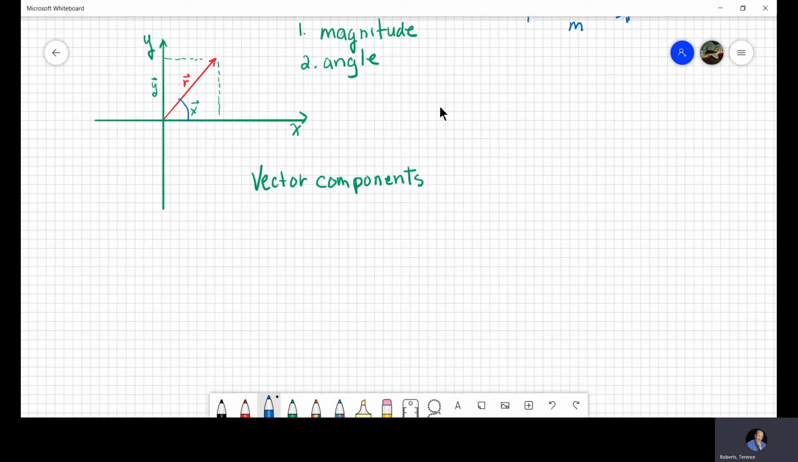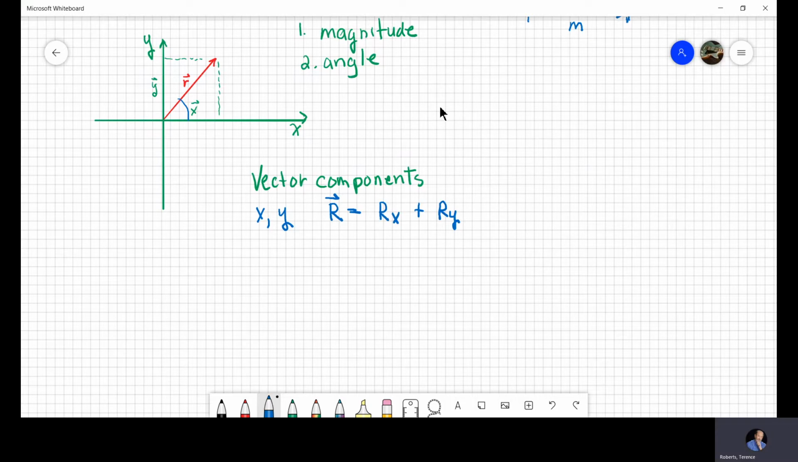So in this case, let's talk about r. What are the vector components? Well, they are x and y, okay? Now, if we called this little r big R, with an arrow on top, it is equal to r of x plus r of y. This would describe this vector, where r of x and r of y are the components of this vector r.